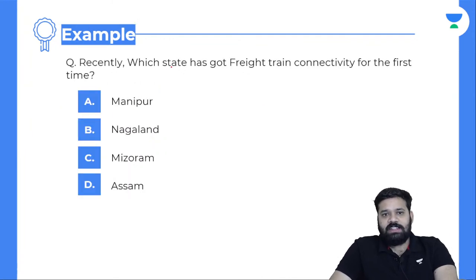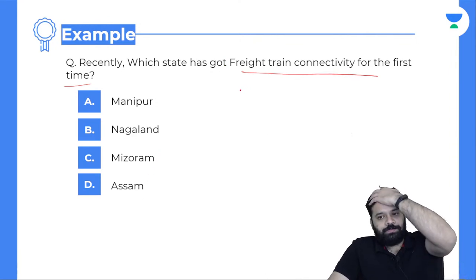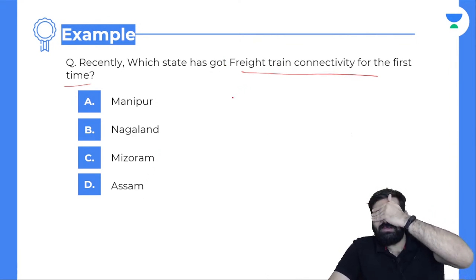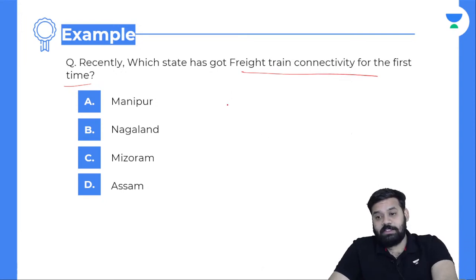Going forward, recently which state has got freight train connectivity for first time? So Manipur, Nagaland, Mizoram or Assam. Freight train, that is to transport items. Freight trains. So this has got it for the first time.